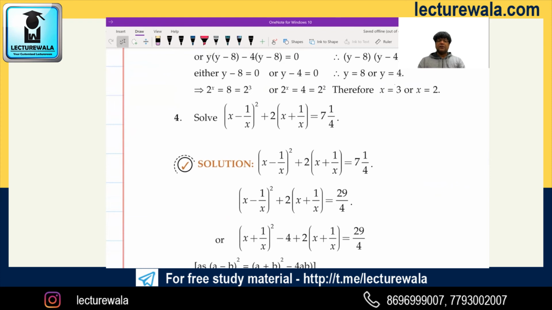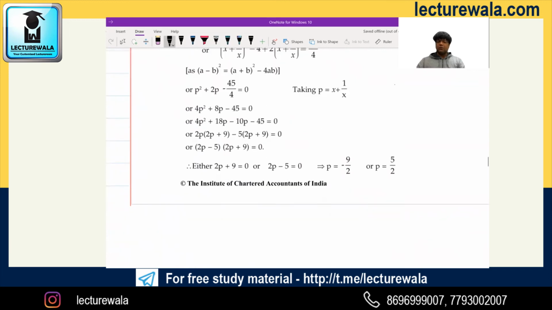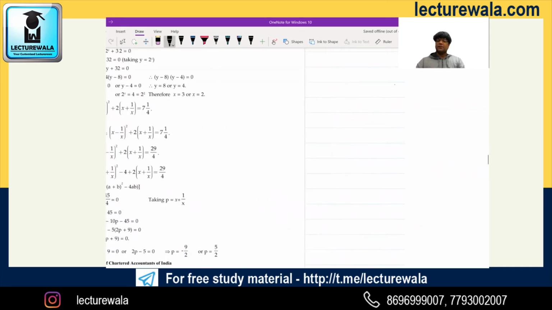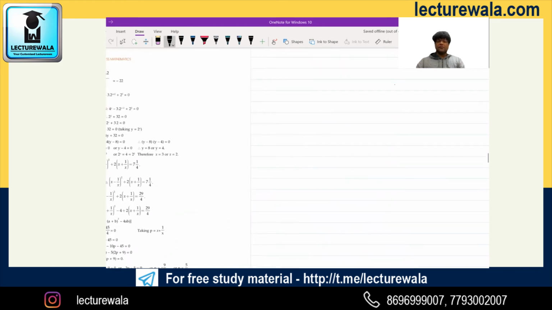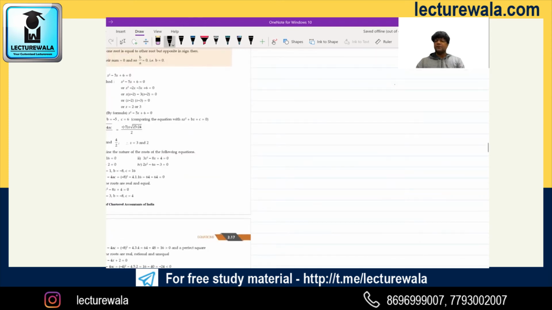Clear? See here also, question 4. You have to solve and get the value of x. Why solve? Go to the options, put the value and check which one satisfies. So guys, you can see their solution, but you do it your way. Okay? And for any doubt, send me the question number with the page number and I will include it in the doubts video.